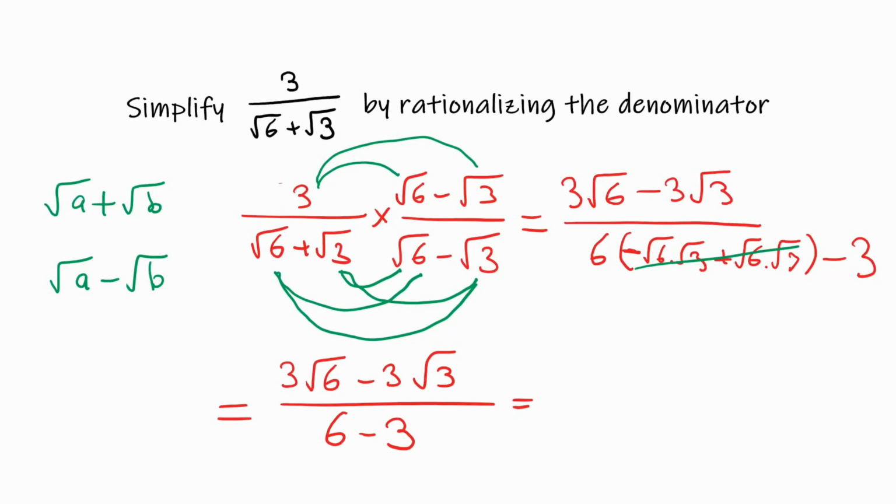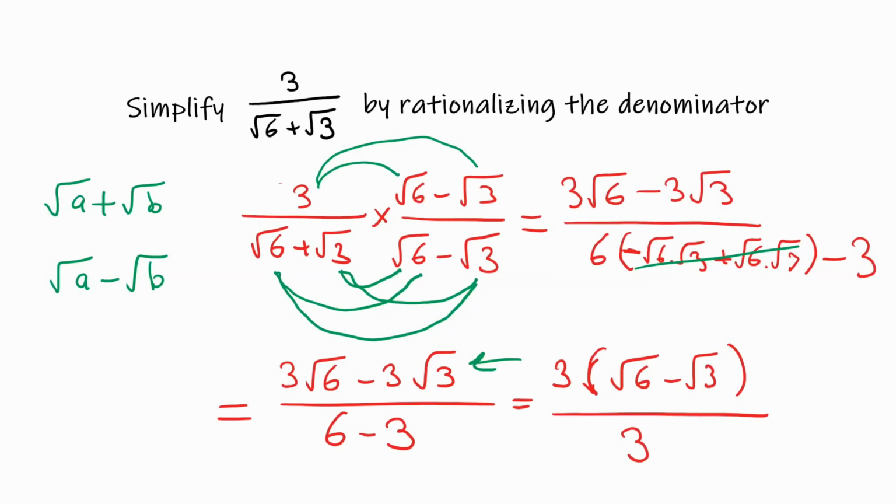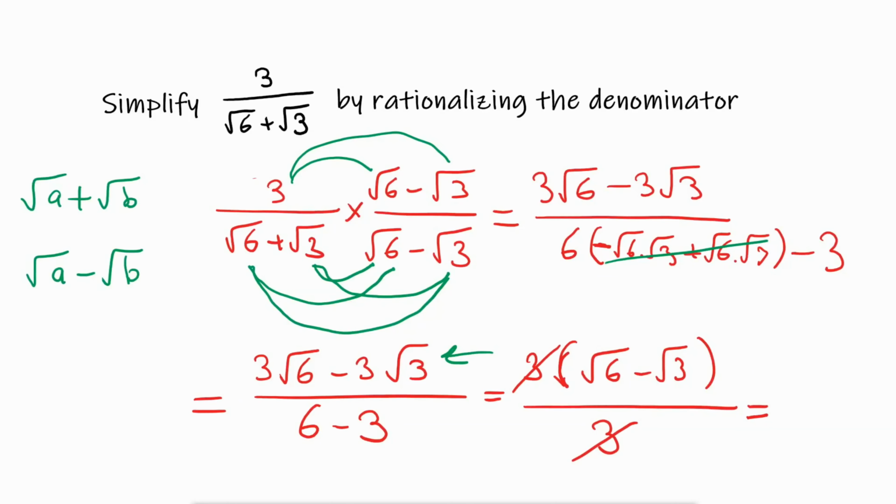But if you want to simplify it further, for here, you can basically take 3 out. So when we take the 3 out, because both of the expressions have the same number, we can end up with root 6 minus root 3, and then basically divide it by 3. We can cancel these out, and you're going to end up with root 6 minus root 3.